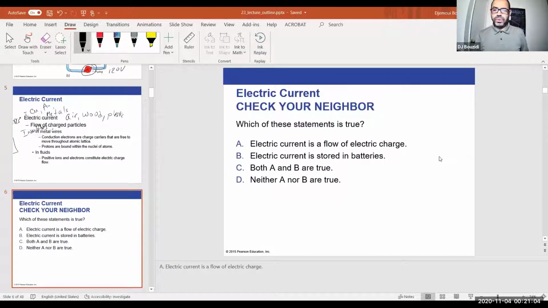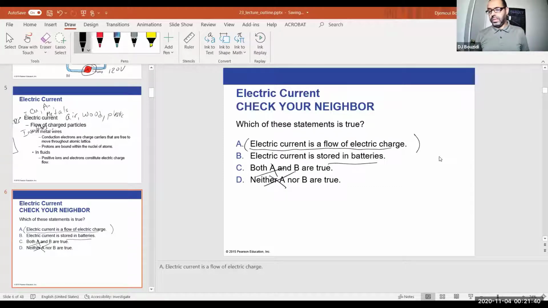So again, which statement is true? Electric current is a flow of electric charges, okay? Electric current is stored in batteries. There is no current in a battery. What is stored in a battery is energy, okay? It's a difference in potential. It's usually chemical energy, like this battery I was showing you earlier, or other forms of energy. So that is what is stored. So it's not both A and B, and it's not neither. The correct answer is this one.